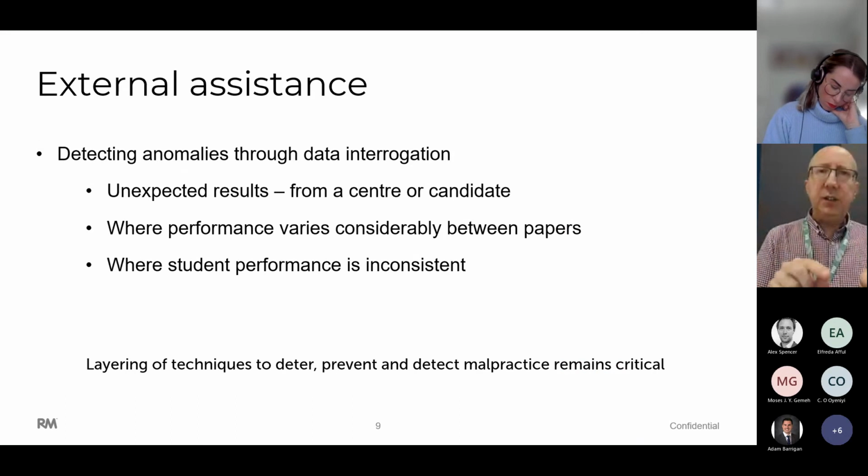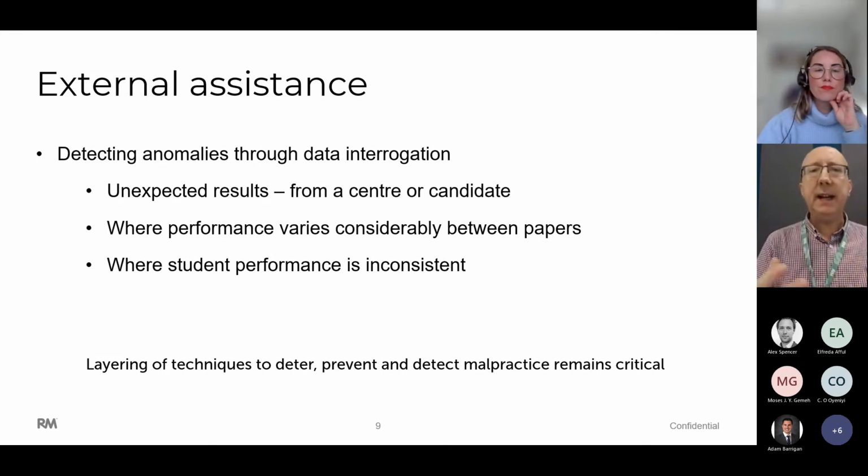The last area that I want to touch on around external assistance is the use of data. The whole process of scanning and electronic marking leads to the collection of huge amounts of data, and that can be really helpful in identifying unexpected activity and trends that just don't look right. For example, unexpected results from a particular centre. A particular centre that is normally very high performing might all of a sudden have a set of results that are particularly poor for them. Maybe that is showing that there's some unexpected activity going on.